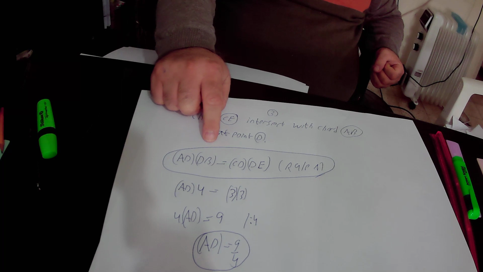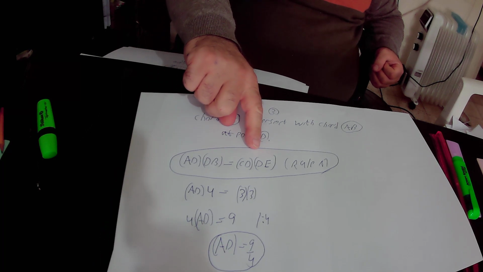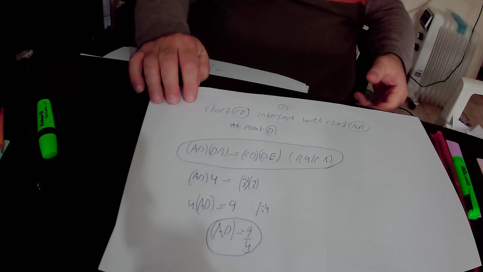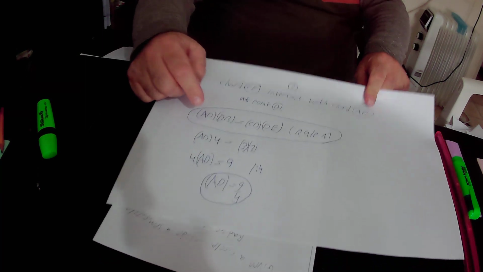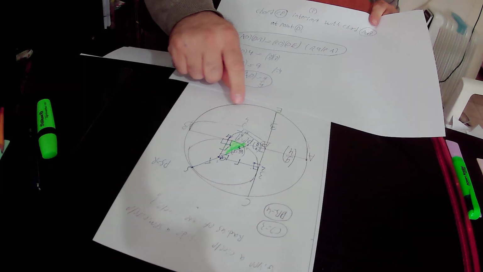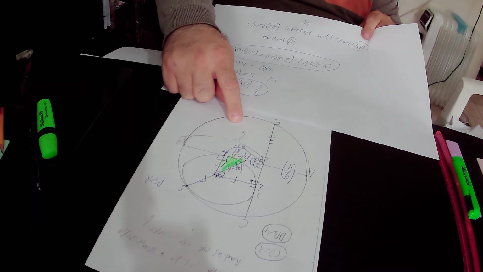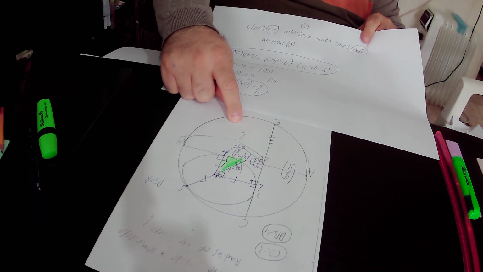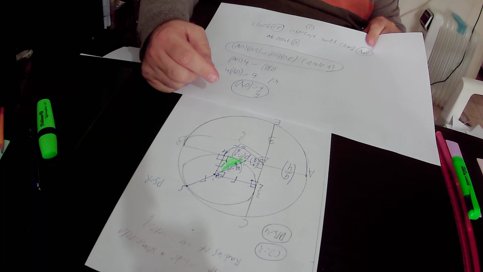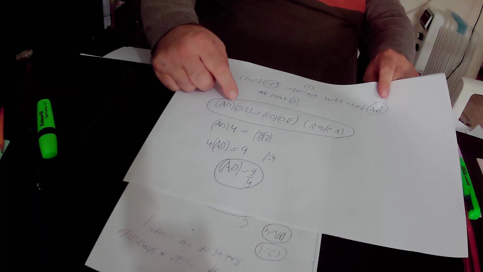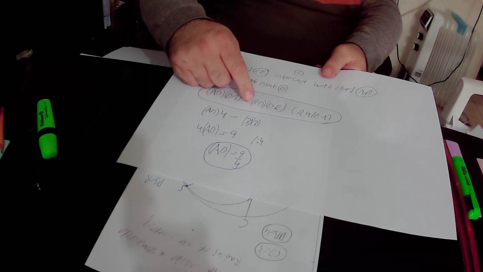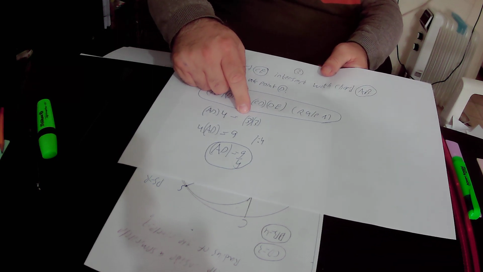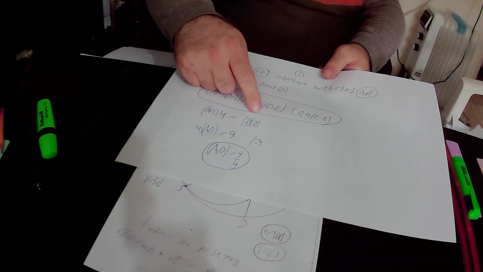AD times DB equals CD times DE according to rule number 1. AD is the missing line segment. DB equals 4 units according to what is given in the question. So here we can substitute DB by 4. The question gives us that CD equals 3 units, and we have already found out that DE is also equal to 3 units.